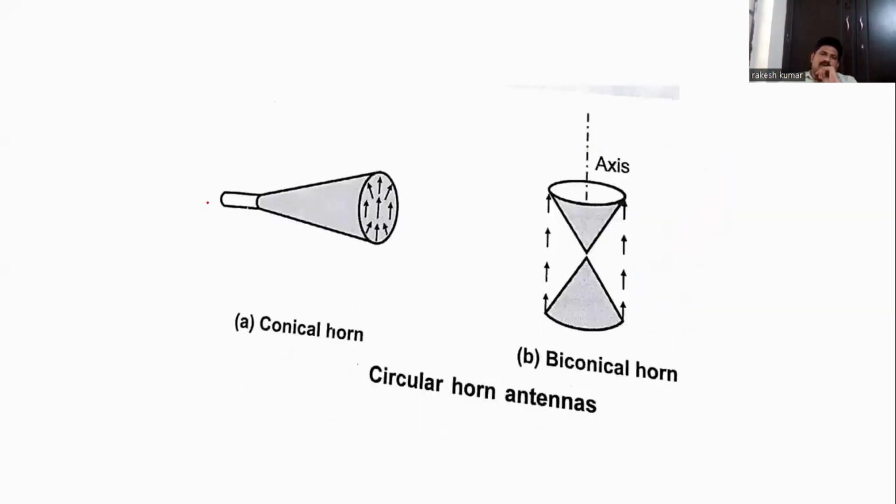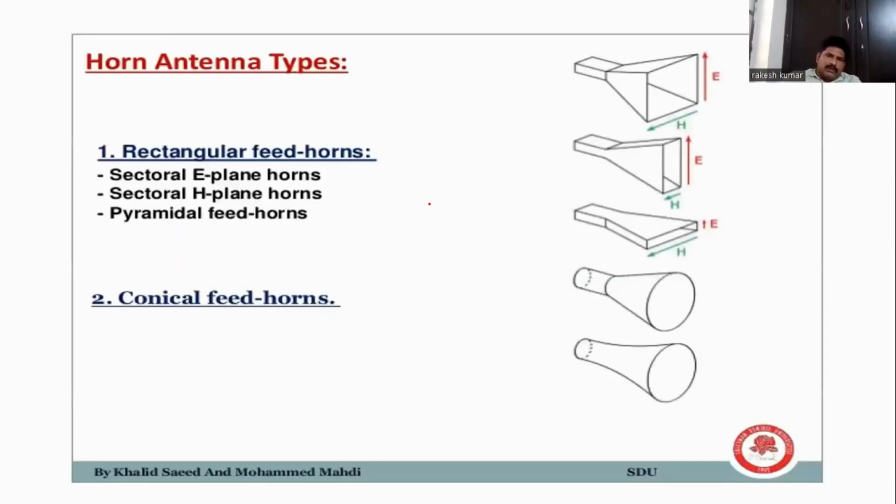For example, here if you observe, what is the waveguide here? The waveguide nature is circular. So these are circular and this is biconical. These are the classifications in circular waveguide horn antennas, because here the waveguide is circular. In the previous case, the waveguide is rectangular. So this is the broad classification.